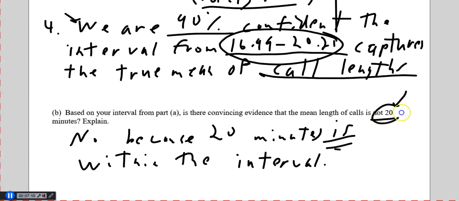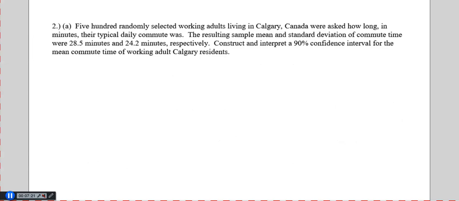So it's just a very simple question. If this number that they ask you about is within the interval, then no, because it's in the interval. And if the number is outside, you go, well, yeah, there is evidence because it's not in the interval. A little bit of common sense.